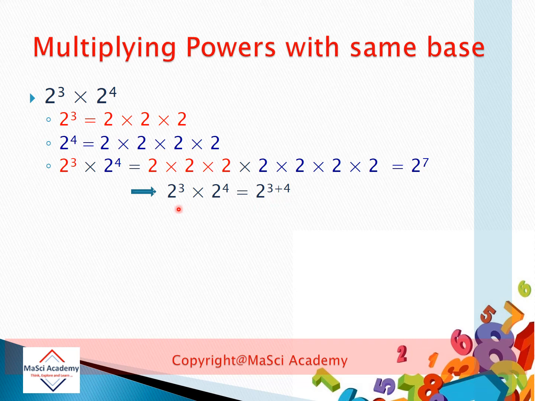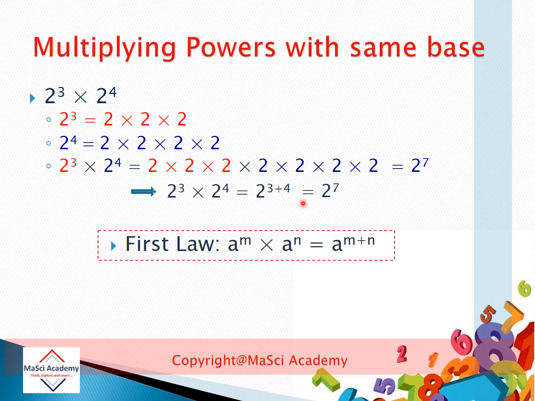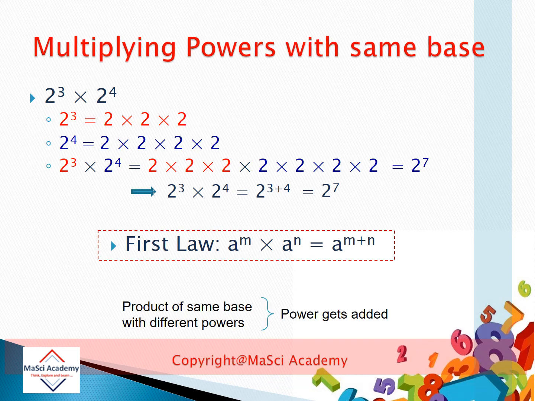So when we have the same base and different exponents and the two numbers are being multiplied together, we get the same base and the sum of the exponents as the power of the result. That is 2 to the power 7 in this case. This is called the first law of exponents. Any number a to the power m multiplied by a to the power n gives a to the power m plus n. So the product of the same base with different powers gives us the answer with powers added.